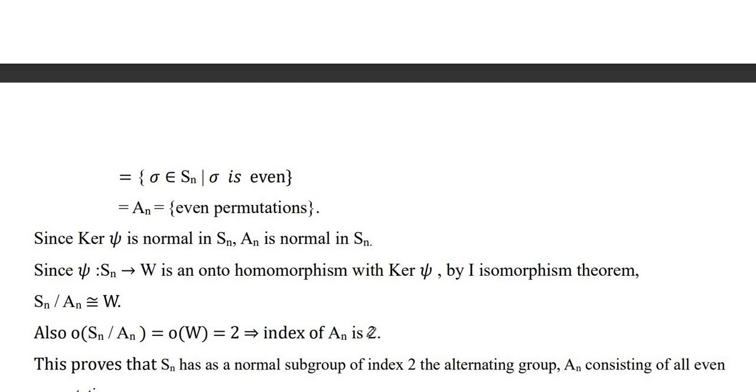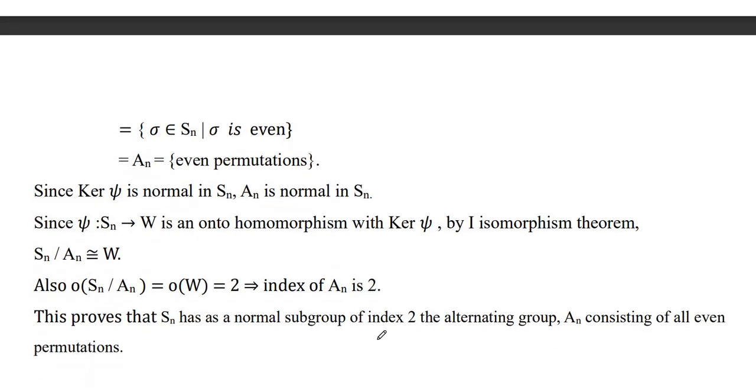So the index of An in Sn being 2, by one of the results on normal subgroups, we conclude that An is normal in Sn. So this is another way of saying that An is normal in Sn, and already the kernel is always normal, so An is normal. In both ways we have the conclusion. But in the statement we need the index to be 2, so that is why we are establishing this. So this proves that Sn has a normal subgroup of index 2, the alternating group, namely An, which consists of all even permutations.